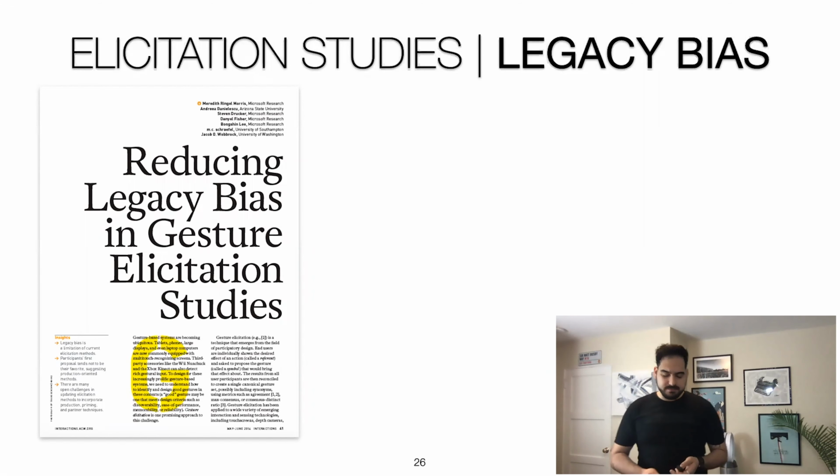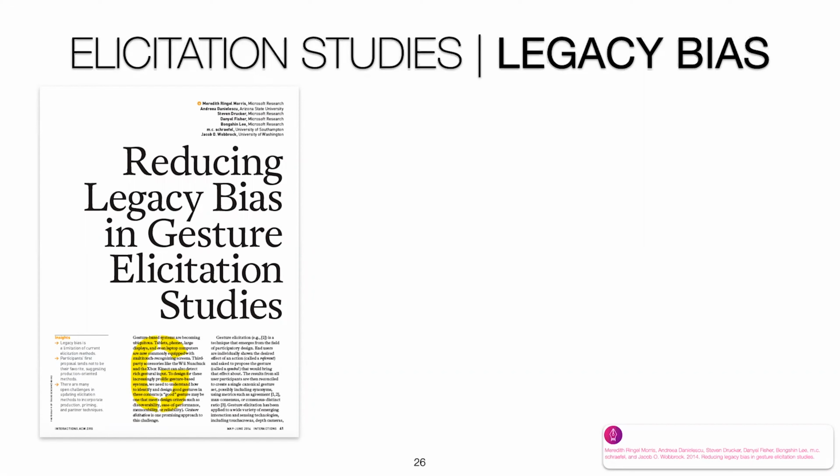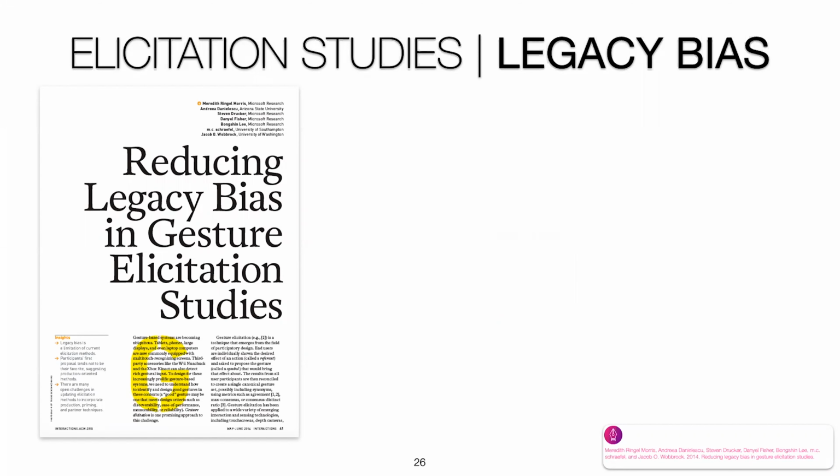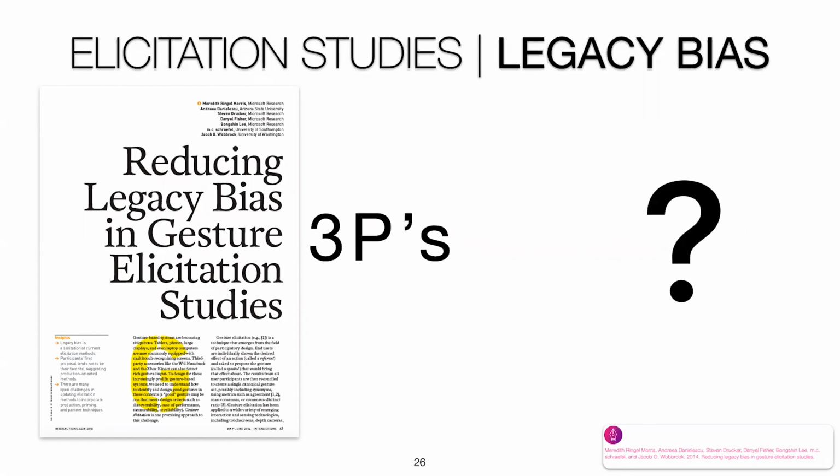And in this paper, the authors propose 3 different principles to combat this legacy bias in elicitation studies: priming, production, and partners. The first 2 are highlighted because these are the 2 that I focused on in my own work. They call these principles the three Ps, and in the elicitation study literature, these three Ps have been a little bit questioned on whether they work or not, so I sort of focused on that.